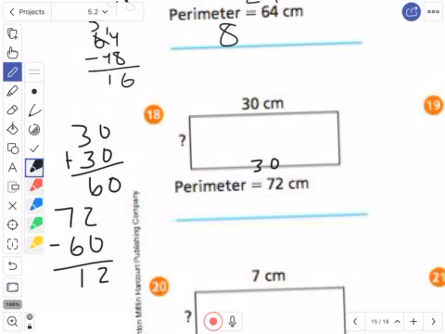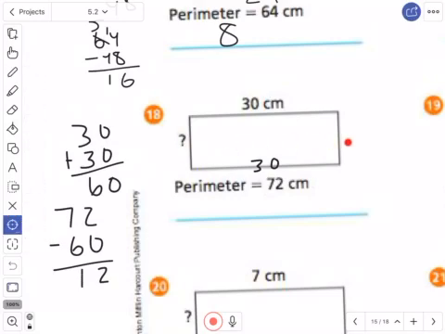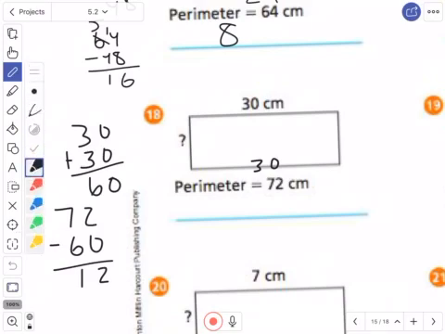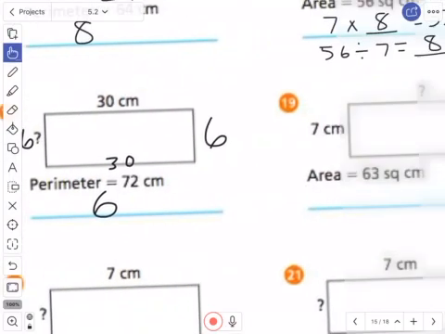I'm not going to put 12 on both sides. That's going to be way too much. That would be 42 plus 42 equals 84. Too much. I have to split the 12. 5 plus 5 is 10. 6 plus 6 is 12. So 6 goes there, 6 goes there. So my answer is 6.